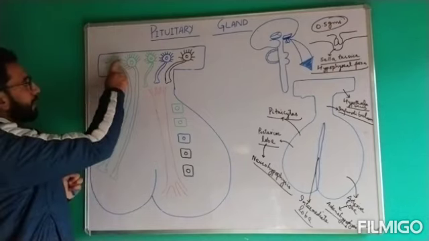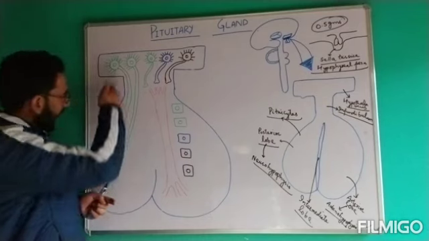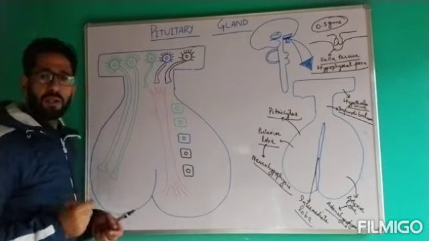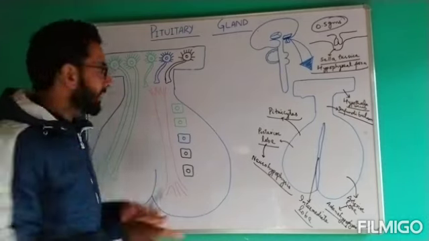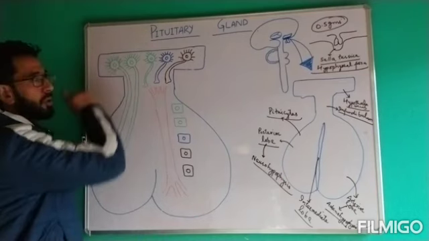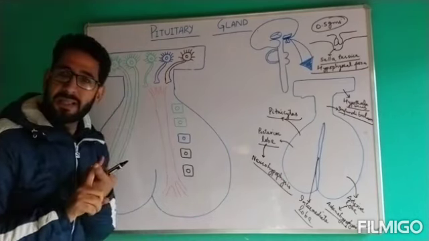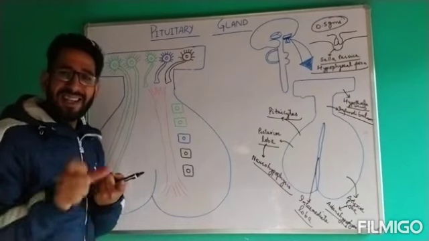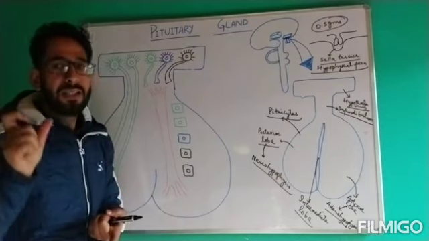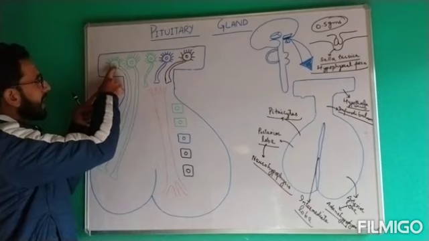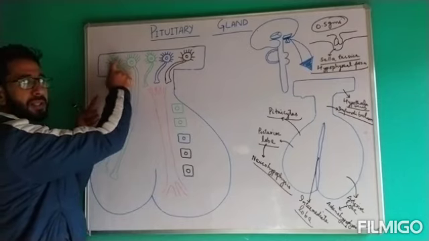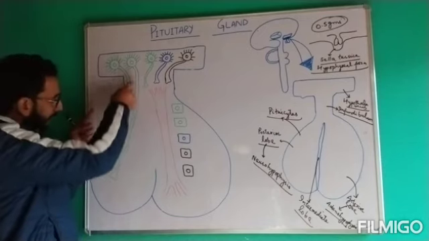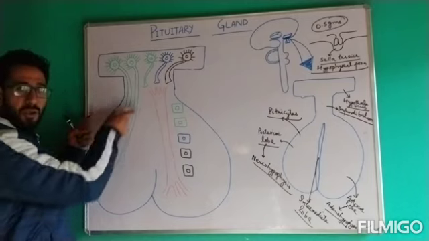Here is the bunch of cell bodies, which is called a nucleus, and the bundle of these axons in the central nervous system is called a tract. We already know that. This is the tract, this is the nucleus. Inside the central nervous system, a bunch of cell bodies is called a nucleus, and a bundle of axons in the central nervous system is called a tract. So here are the cell bodies present in the hypothalamus, and the axons arising from these cell bodies come down into the posterior pituitary. So here is the tract.